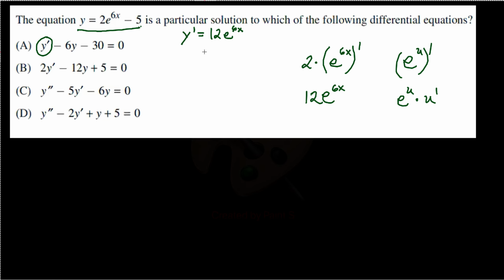But I'm not even going to bother wasting my time with that, because I'm going to start with a, the simple one. So a says y prime minus 6y minus 30, and they want to know if this equation is a solution to this differential equation. So y prime, I just found out, was 12e^(6x). Minus 6 times, and then instead of writing y here, I write the expression they gave me for y, 2e^(6x) minus 5, minus 30.